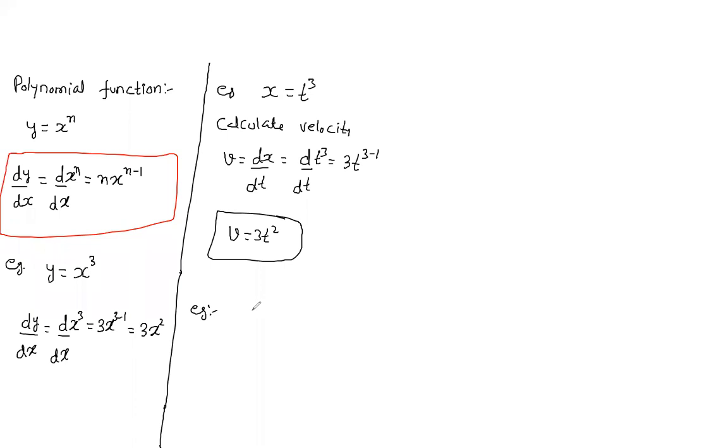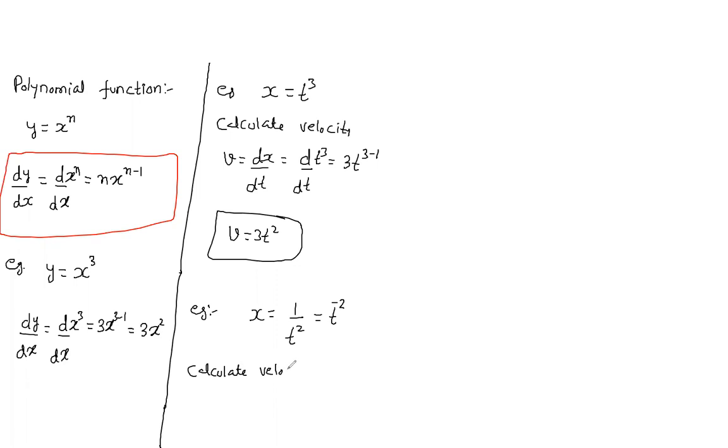Say you have an expression of position in this way, like x is 1 by t squared. I ask you to calculate velocity. Whenever you have the form 1 by t square, 1 by t cube, this is not the standard form. The standard form is x to the power n or t to the power n. So first bring this in standard form. For standard form, take this t square in the numerator and this is t to the power minus 2. So now calculate velocity.